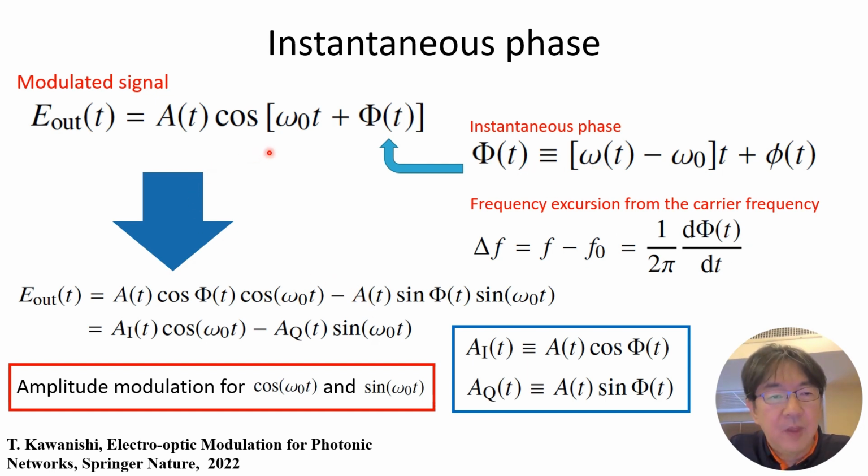And from this equation, we can get such equation by using trigonometric formulas, as we did in the simple amplitude modulation. So the modulation can be described by the combination of the amplitude modulation for cosine function and sine function.